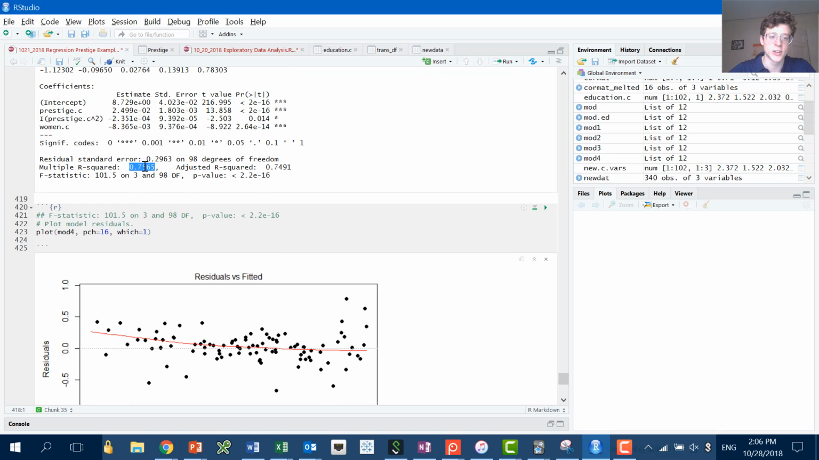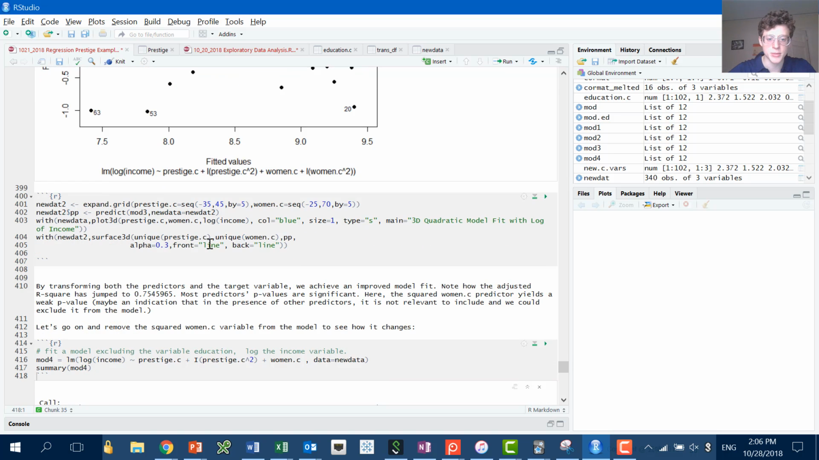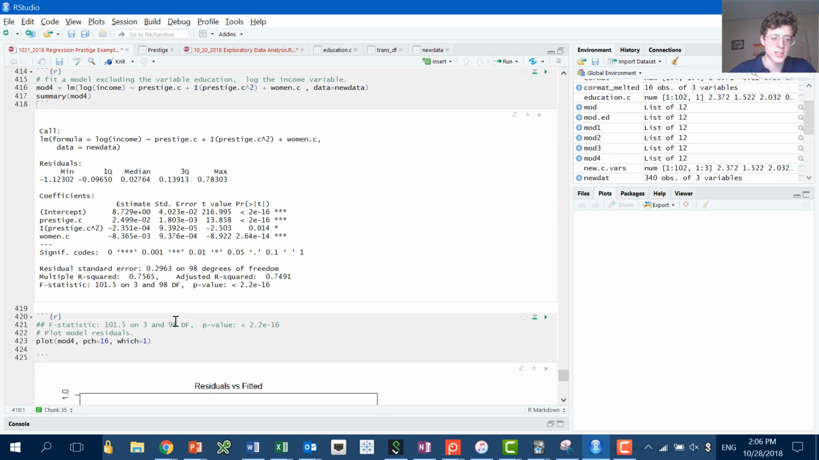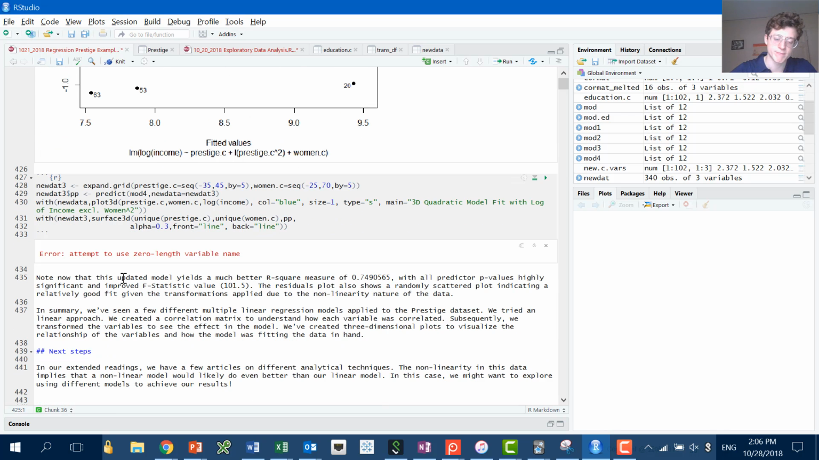Yeah, so here we have a very similar model. It actually looks like it's about the same, a little bit worse perhaps. So this is again a choice for you, whether or not you want to use this model or not.